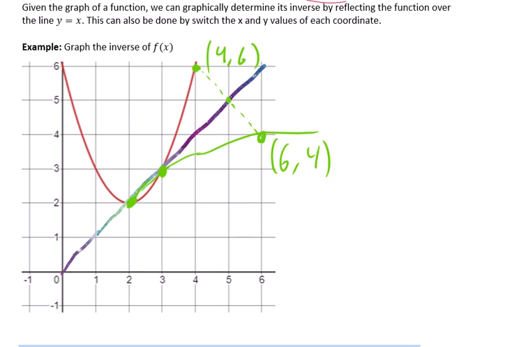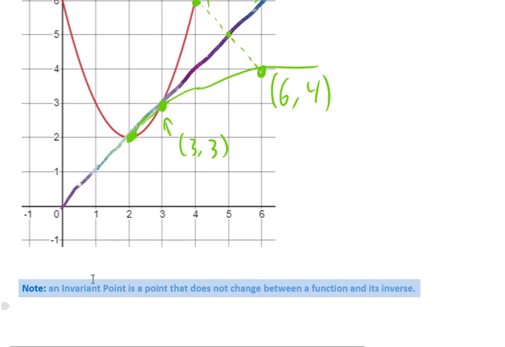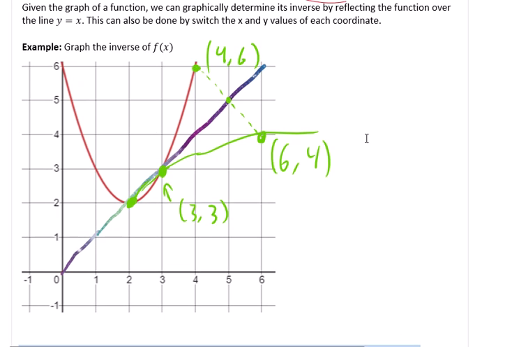So that's why, while reflecting on y equals x works, you can also just take the coordinates and switch their x and y values. And that's why for these points, these don't change because these coordinates are the same values. So 3, 3 becomes 3, 3, and 2, 2 becomes 2, 2. And we call these invariant points. A point that does not change between a function and its inverse. Because essentially, if you have a point where x and y are equal, so it's on the line y equals x, then it's going to be an invariant point with its inverse.